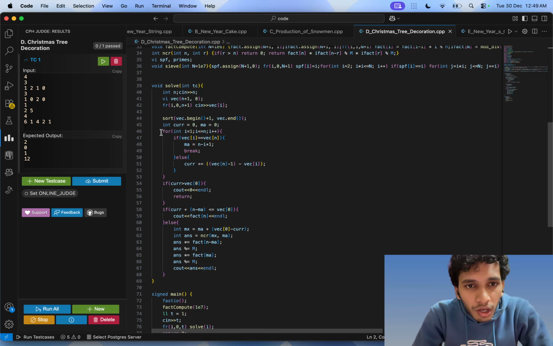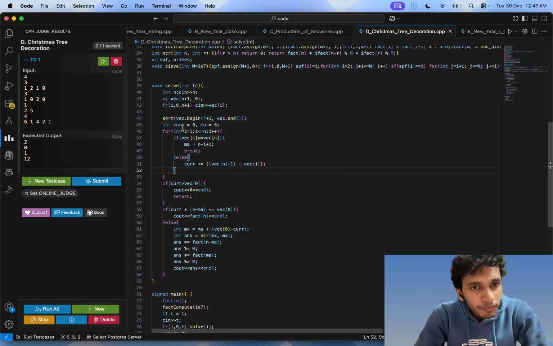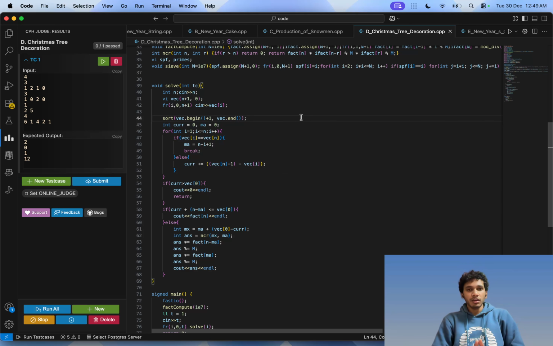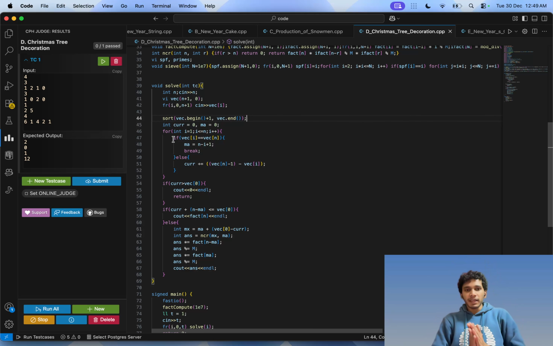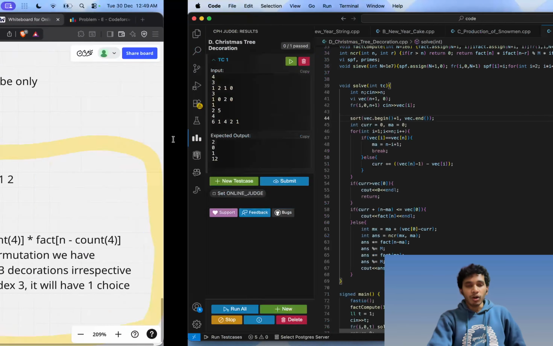So iterate from 1 to n. First we sorted our vector. Why? We want the maximum element. So sort it so that the maximum element comes to the right. We won't be applying operations on all the maximum elements.